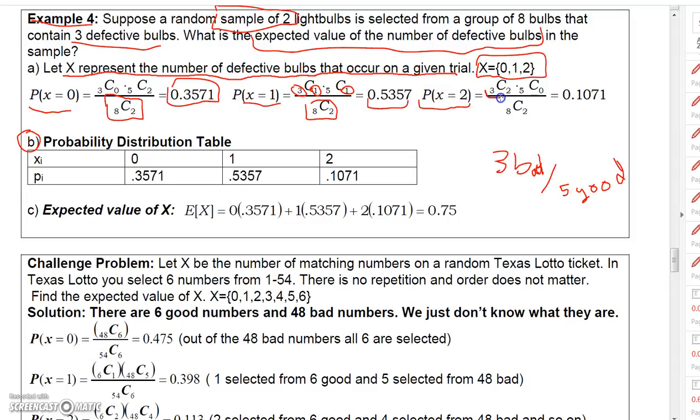And then for the probability of getting 2 bad bulbs, we have to say, well, how many ways can we get 2 bad bulbs out of 3? So we do 3 choose 2. And then out of 5 good bulbs, we're choosing none. And then again, we divide that by 8 choose 2 as well, and we get 0.1071.